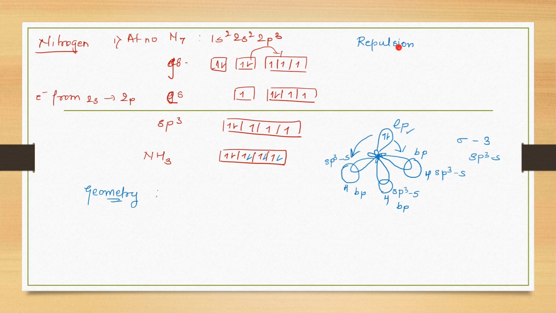So there are different repulsions taking place in a molecule. There is repulsion between bond pairs, repulsion between lone pair and bond pair, and repulsion between lone pair and lone pair. In NH3 we are having three bonds, so bond pairs, and one lone pair. So now always remember this trend: repulsion between lone pair and lone pair is more than repulsion between lone pair and bond pair, which is further more than repulsion between bond pairs. Now, because of this lone pair, there is repulsion between lone pair and bond pair.